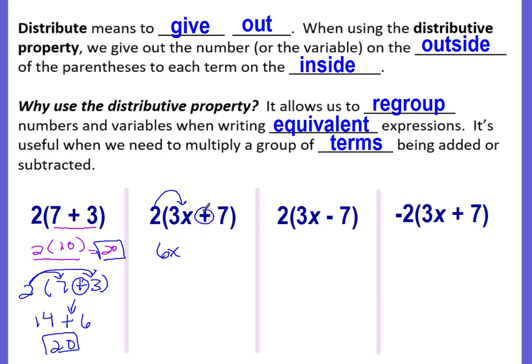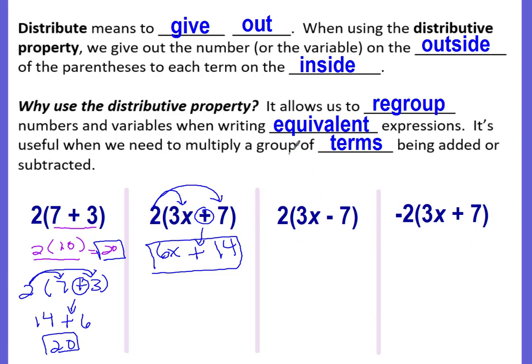We're going to take the operation and bring it straight down, plus, and now we're going to give out the 2, or share the 2 with the 7. 2 times 7 is 14. So 6x plus 14 is our simplified expression. We cannot combine them because remember, to combine terms together, they have to be like terms. And there are no x's with the 14. So this is as much as we can do. This is our simplified expression. 6x plus 14 is equivalent or equal to 2 groups of 3x plus 7.